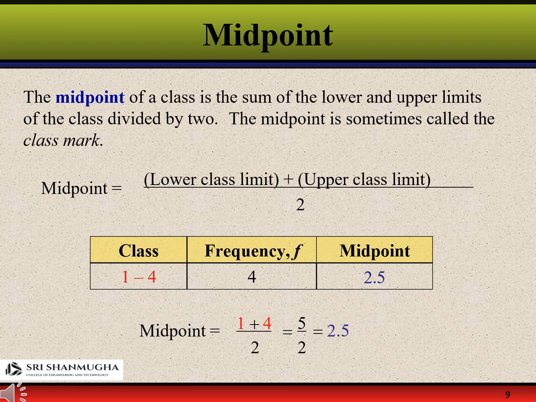If we take our first example in our class, the class range is 1 to 4, with frequency 4. For the midpoint, 1 is the lower class limit and 4 is the upper class limit. So 1 plus 4 is 5, divided by 2. So the midpoint value is equal to 2.5.